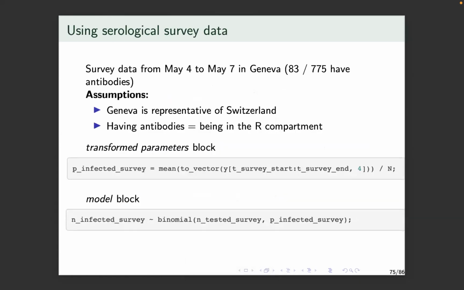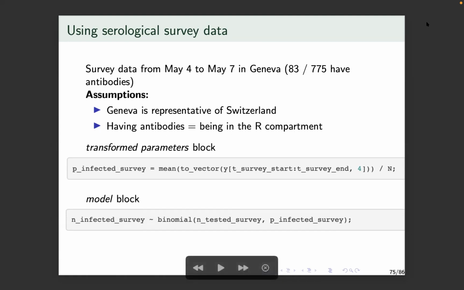To incorporate this information into our model, we could put a more informative prior on the probability of being reported. But here we'll take a different approach. We'll use an additional source of data, because we have access to data from serological surveys. In Geneva, in May from the 4th to the 7th, they tested some people and checked if they had antibodies for COVID-19. We want to add this source of data to inform our model on the real prevalence of COVID-19. To incorporate this data, we have to make several assumptions. The first one is a very strong one, too strong: that Geneva is representative of the population of Switzerland. The other is that we consider that having antibodies is the same as being in the R compartment in our model, because basically you get COVID antibodies when you've recovered from COVID-19.